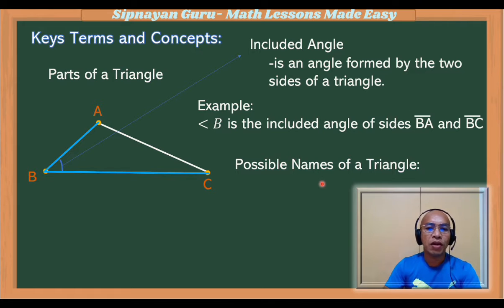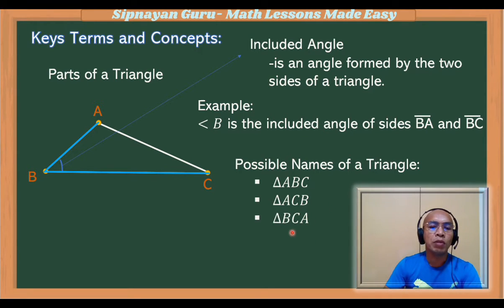How can we name a triangle? In naming a triangle, we will name it using the three vertices. First, the name of this triangle could be triangle ABC. Secondly, it could be named triangle ACB. Thirdly, it could be named triangle BCA, triangle BAC, triangle CAB, and lastly, triangle CBA. These are the possible names of the same triangle.